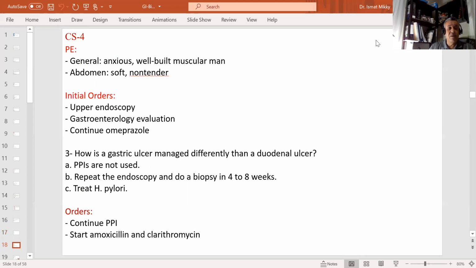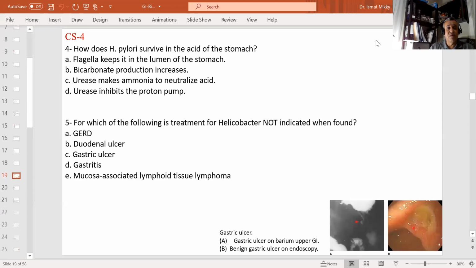So the upper endoscopy shows a large gastric ulcer. A biopsy is obtained to find out whether there is H. pylori or not. And the rapid urea test is positive for H. pylori. So there is a biopsy and there is a rapid urea test as well, two different diagnostic tests.